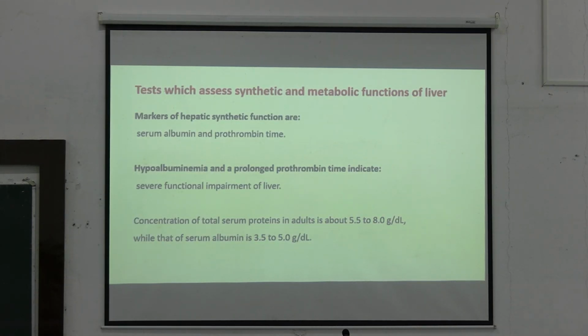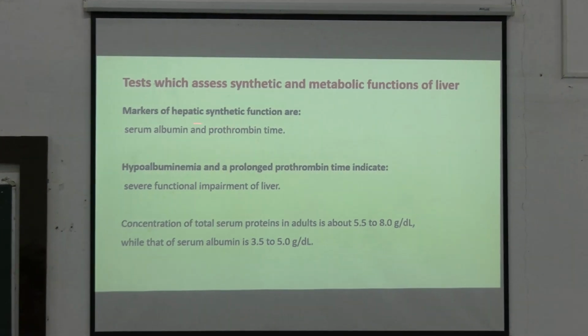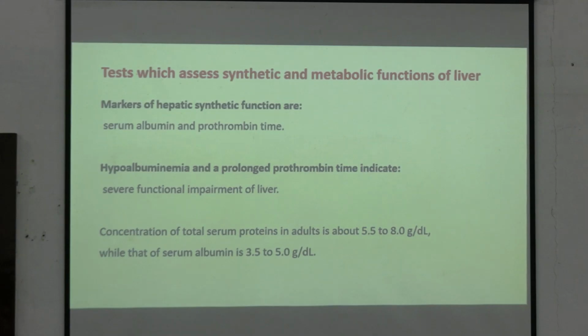Tests which assess synthetic and metabolic functions of the liver. Markers of hepatic synthetic function are serum albumin and prothrombin time. These are the two markers of hepatic synthetic function. Hypoalbuminemia and a prolonged prothrombin time indicate severe functional impairment of the liver. Concentration of total serum protein in adults is about 5.5 to 8 gram per dl, while that of serum albumin is 3.5 to 5 gram per dl.